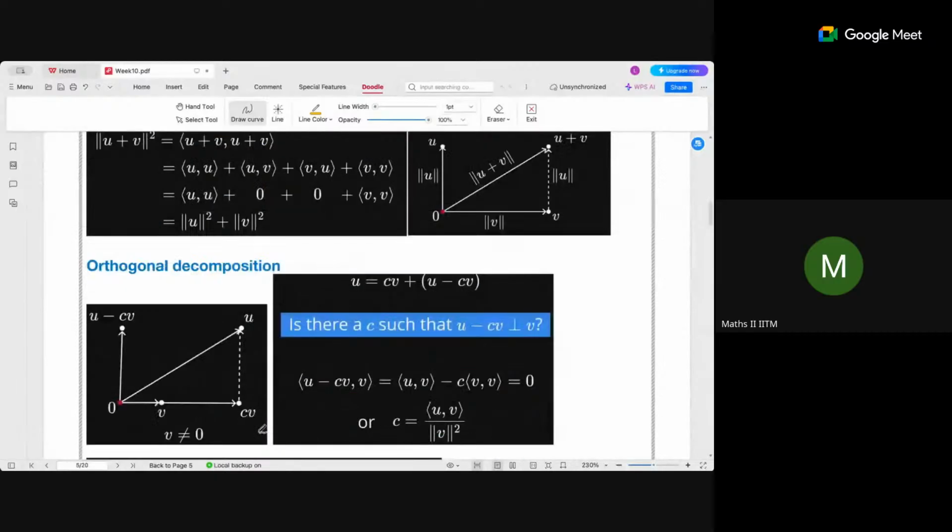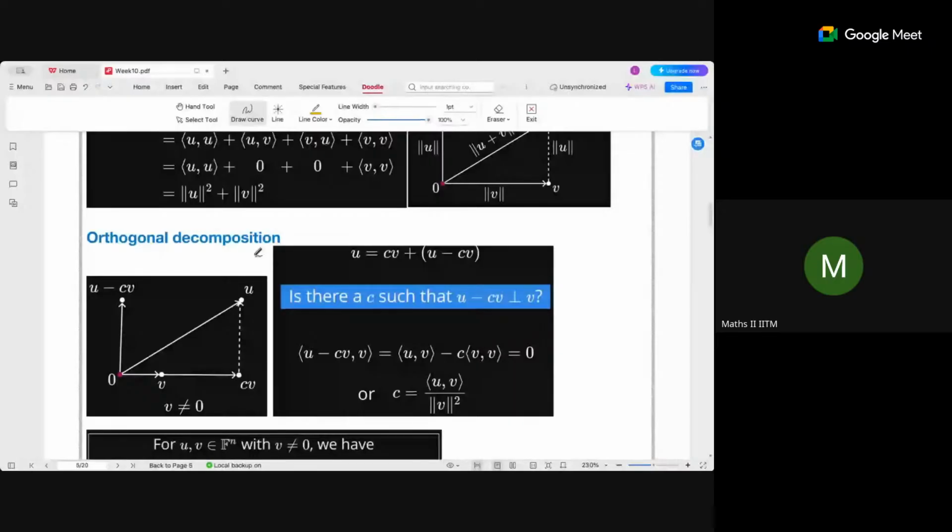And the next thing is that we can do orthogonal decomposition. What is meant by orthogonal decomposition? First of all, what is meant by decomposition? Decomposition means we are able to split a given vector into two parts. But what is meant by orthogonal decomposition? Let's say you are splitting it as u1 plus u2. This is decomposition. And if I split it such that u1 is perpendicular to u2, then it is orthogonal decomposition.